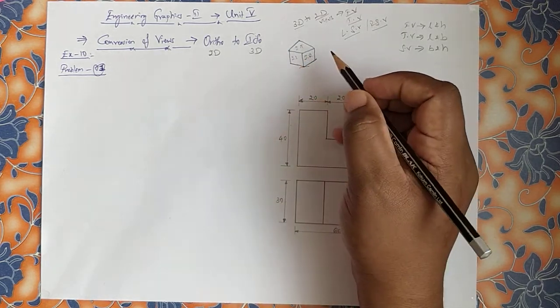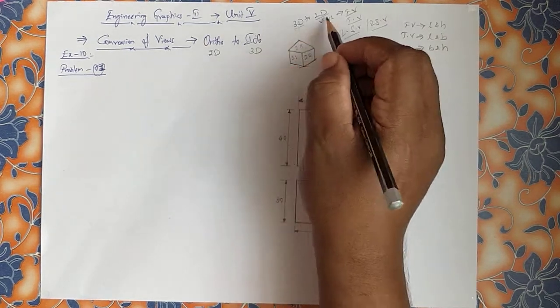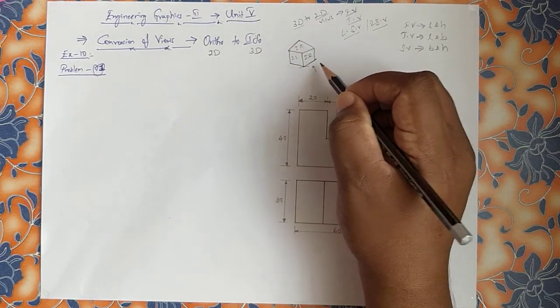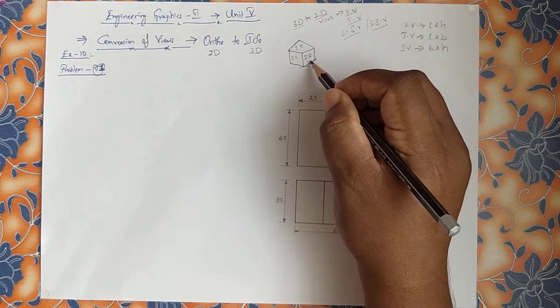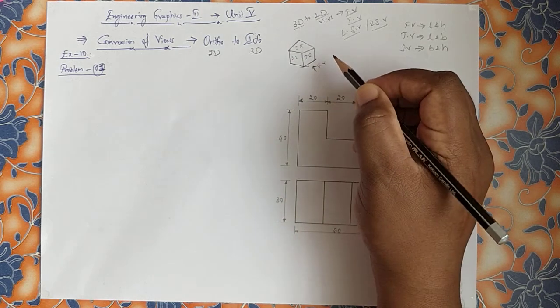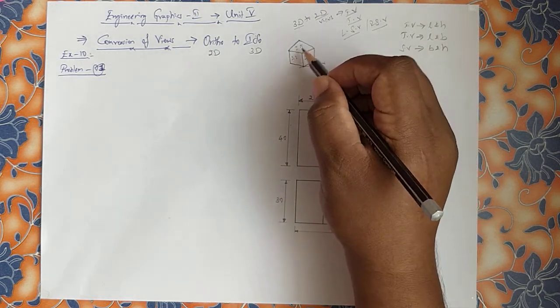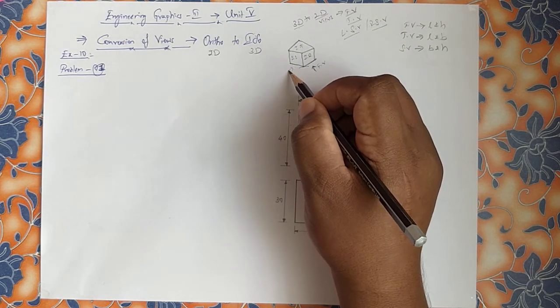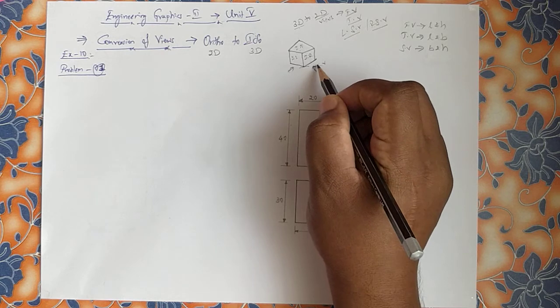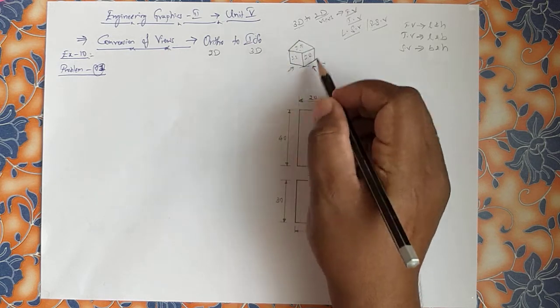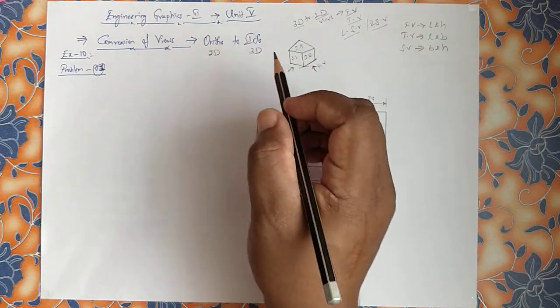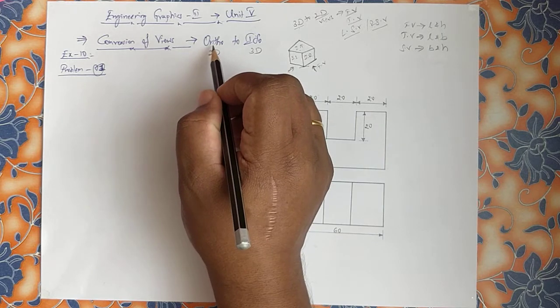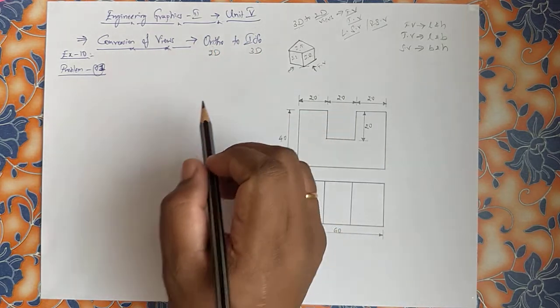Now if you remember the 3-dimensional to 2-dimensional conversion, we took one arrow mark for the direction of viewing, which preferably will be the front view. Front view, top view, and from here it will be left side view. If we take the arrow mark here, front view, top view, right side view. So this same concept will be applied to this conversion of views, ortho to iso, 2-dimensional views.